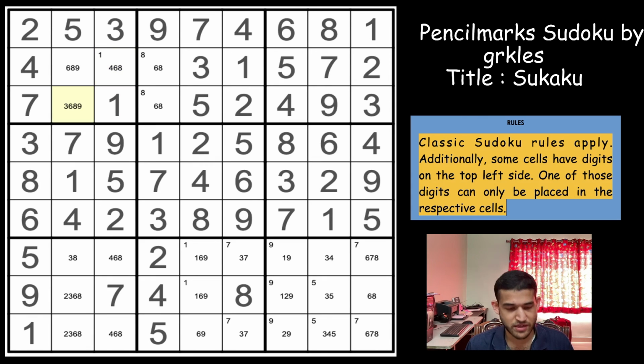This is not 3 or 9. 6 8, 6 8. This actually has to be a 9 now in box 1. 9 has only 1 cell left, so that's a 9. That's not a 4. Nine is in here, so that's not 9. That's not 9.